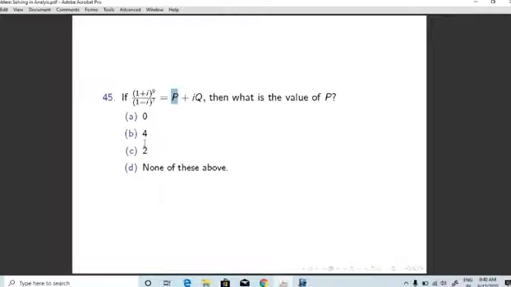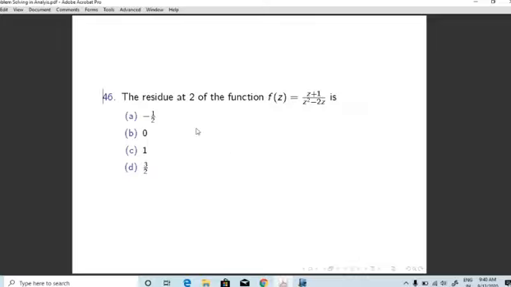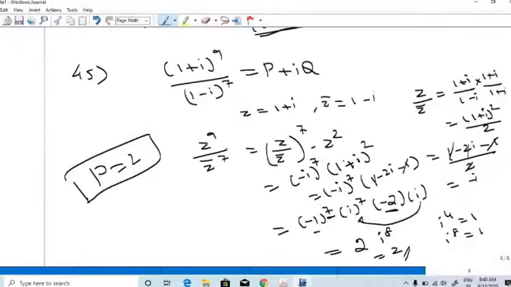The pole is at 2. Similarly, you already studied how to find the residue of this one. They're asking for the residue at 2. If we take z outside, we get z into z minus 2. Therefore, 2 is a pole of order 1.